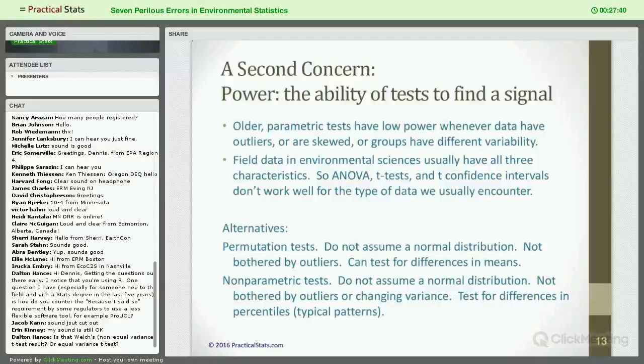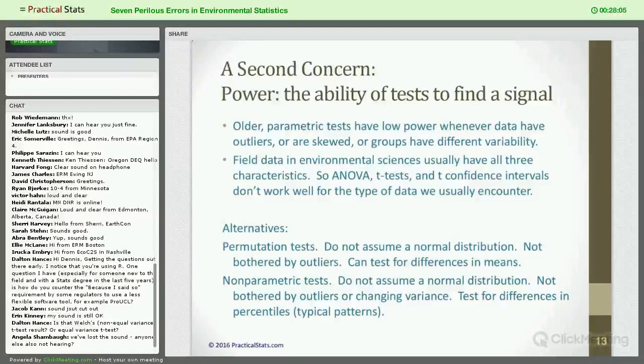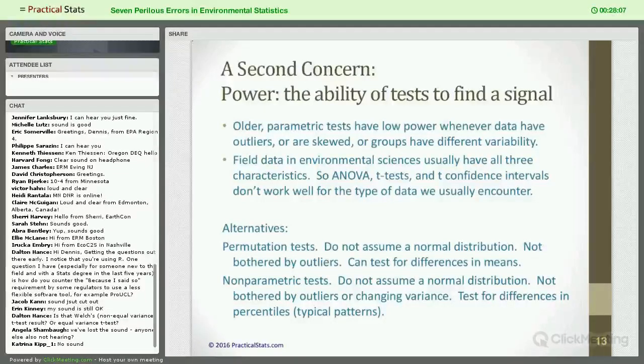So what's the alternative? Permutation tests are tests on means that do not assume a normal distribution. They're not bothered by outliers. They do have some effect on them by unequal variance, but that effect is really the effect on the null hypothesis in the way that you state it. So it's about as good as you can do with tests for means. Non-parametric tests don't assume a normal distribution, are not bothered by outliers or changing variance, and they test for differences in typical patterns or percentiles.